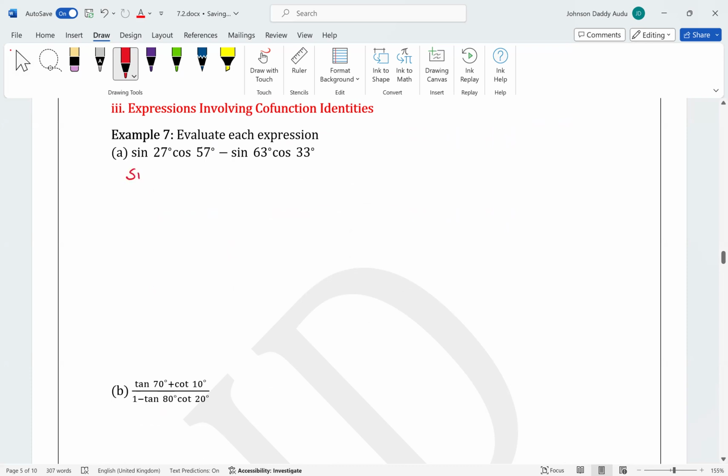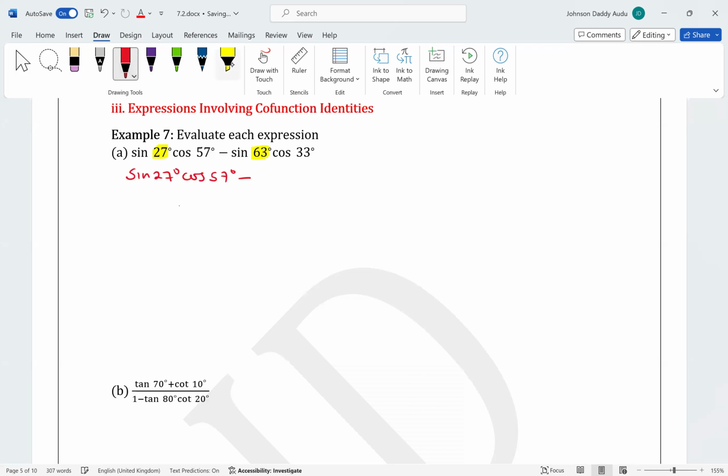Here we can write this as sine 27 cosine of what? 57, right? But this, you can see it's sine cosine, so definitely we need sine and cosine. It's going to be more likely the sine function. So, but this, we can change this one. Here you have to watch that they are not exactly the same. For example, this is 27, but here you can see that this is not 27, this is 63.